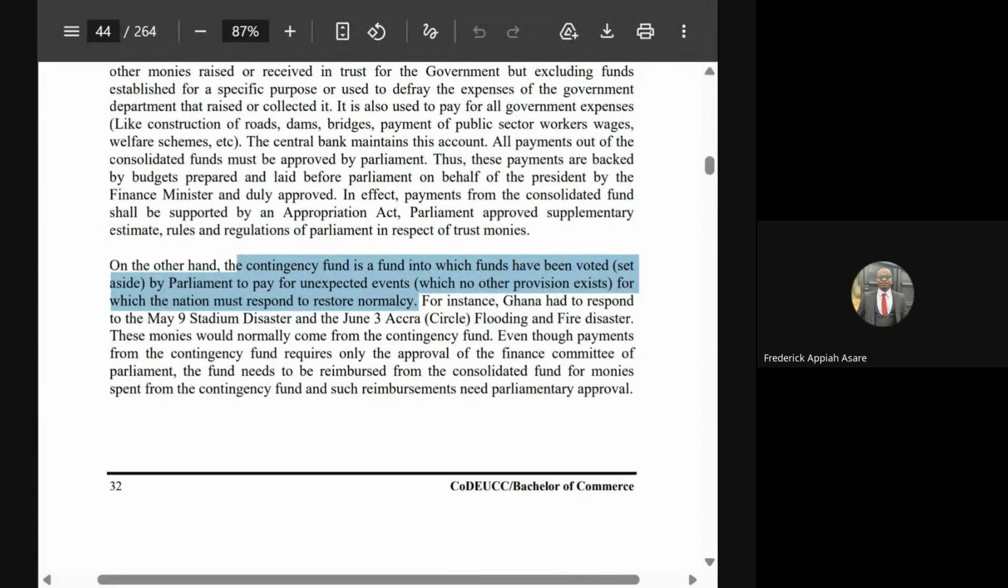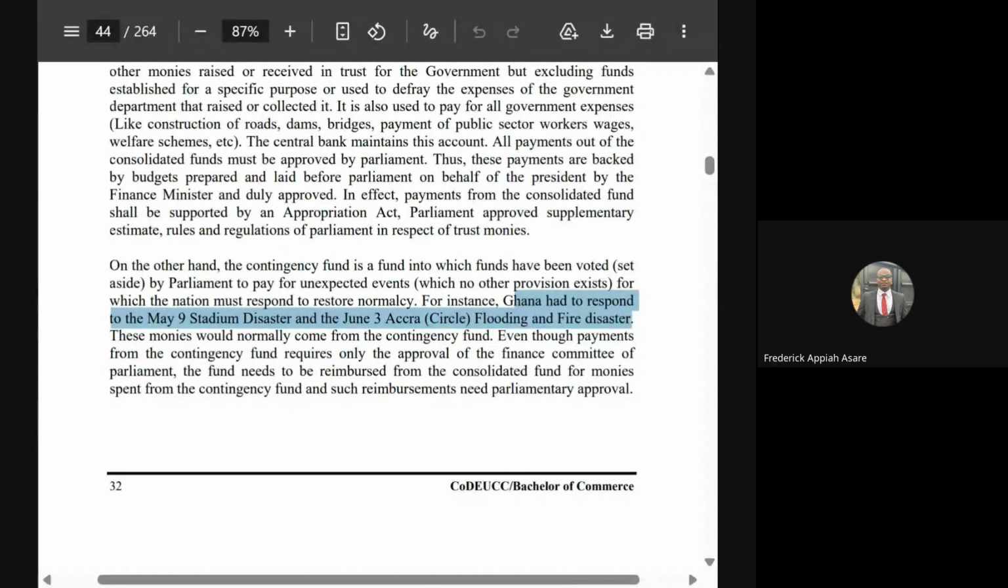For instance, when COVID came, they needed to rely on the contingency fund since there were no funds that were voted to take care of COVID during the 2019 budget. It just came in. So they needed to rely on the contingency fund in order to clear this unprepared or unexpected event. For instance, Ghana had to respond to the May 9th stadium disaster and the June 3rd Accra Circle flooding and fire disaster.